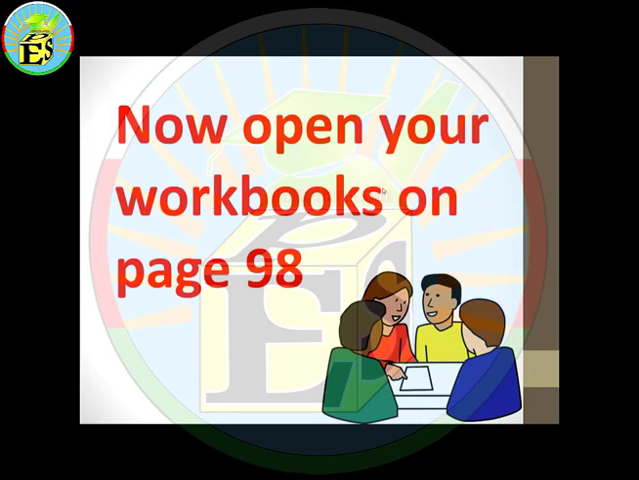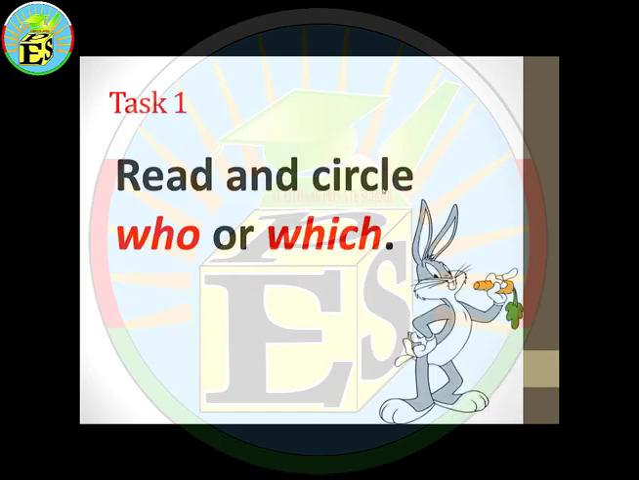Right now let's open our workbooks on page 98. So right now we will start with the first task on this page, which is page 98. And in this task we have to read and circle who and which. Here we have 6 pictures.